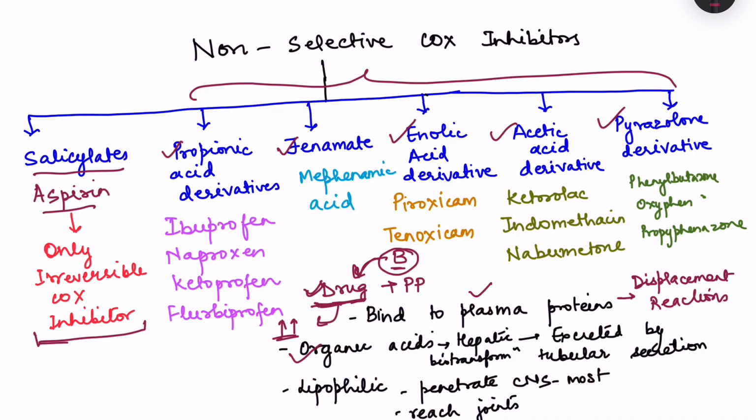Second, these organic acids first undergo some biotransformation in the liver and then are excreted by the kidney by tubular secretion. So these drugs are not given in advanced liver and renal failure, right? Also, we will see later that on chronic use, they can cause both hepatic damage as well as kidney damage. Then thirdly, these drugs are lipophilic and can penetrate the CNS. And because of this lipophilic nature, they can also reach the joints. So they are used in different types of arthritis where they can reach the joints and have high concentration in the synovial fluid.